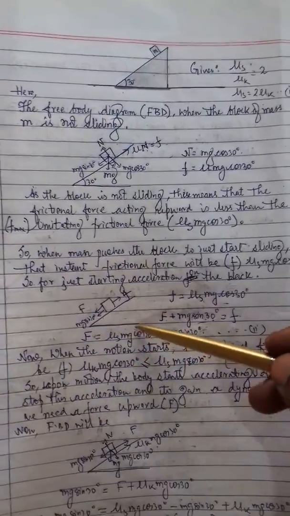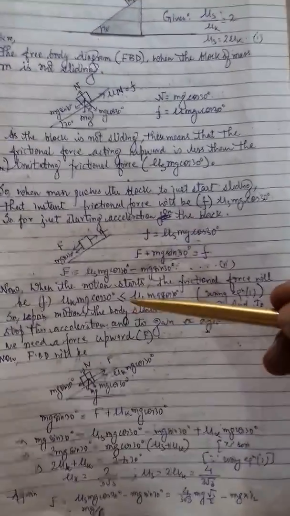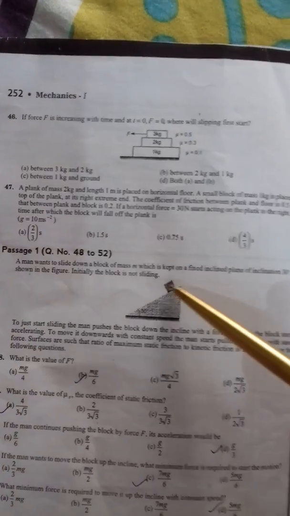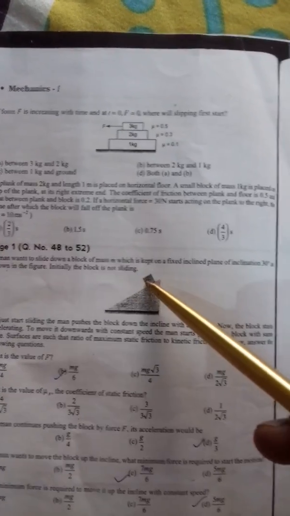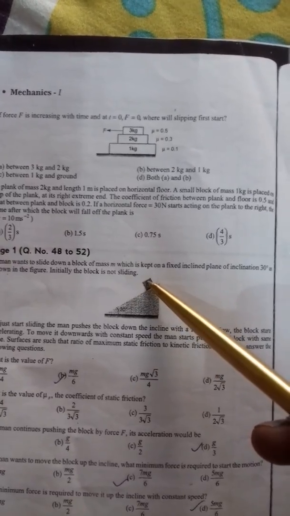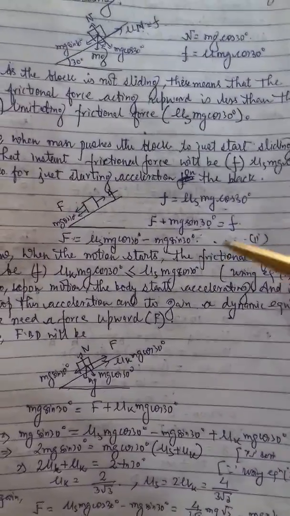For this we have to use the second case. As the block is accelerating, to stop this acceleration the man again applies a force F upwards, so that the body will become in dynamic equilibrium.